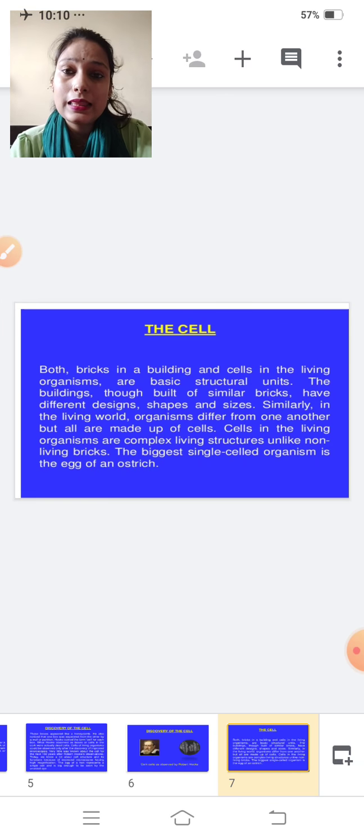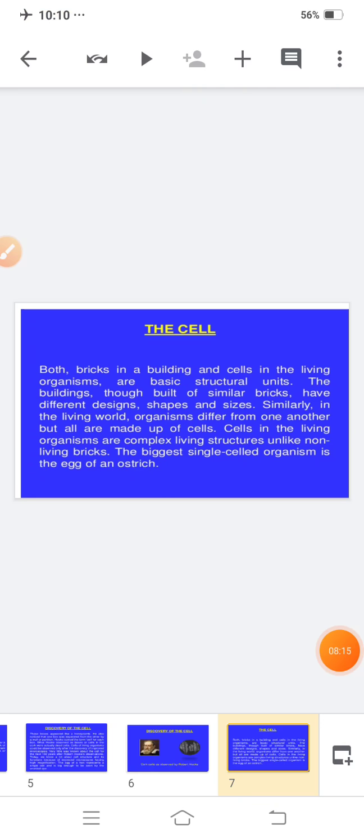Now, the cell. Both bricks in a building and cells in living organisms are basic structural units. The buildings, though built of similar bricks, have different designs, shapes and sizes. Similarly, in the living world, organisms differ from one another, but all are made up of cells. That means they all are made up of cells, but they appear different, like buildings.